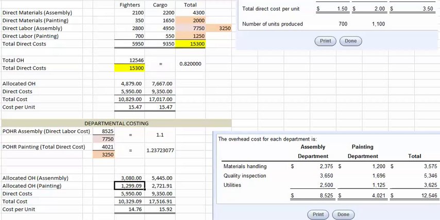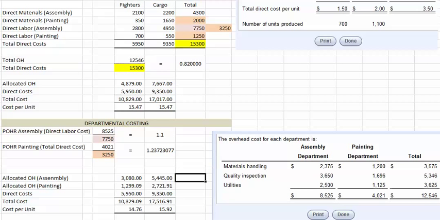For allocating our overhead in the painting department, again, we're going to take our predetermined overhead rate, which in this case is the $1.23 per total direct cost. And the direct cost will include both the materials in the painting department and the labor. So we'll take our 1.23 and multiply it by 700 plus 350. For the cargo planes, again, we'll take our predetermined overhead rate of 1.23, multiply it by the total direct cost in the painting department, which was $16.50 for materials and $5.50 for labor.